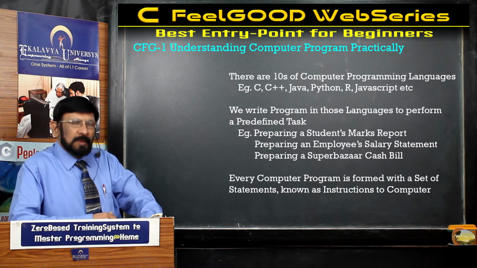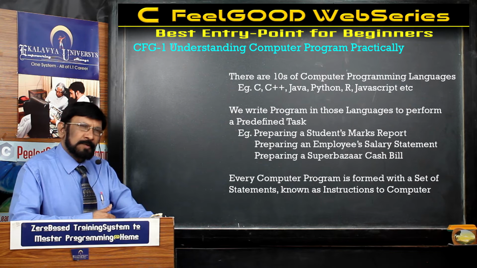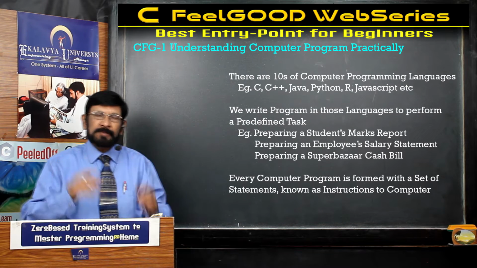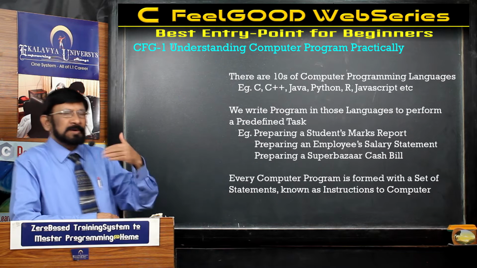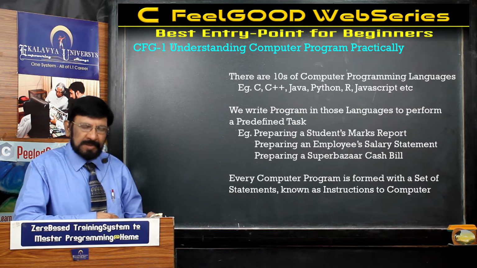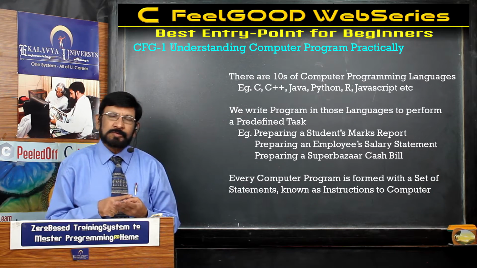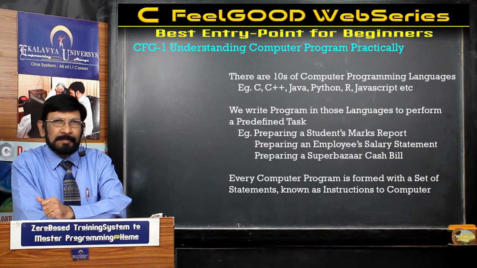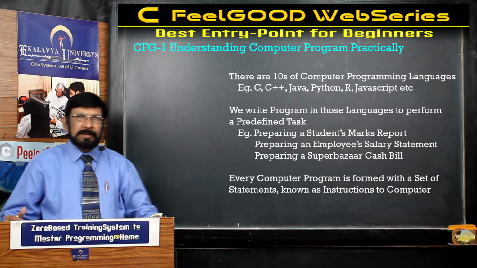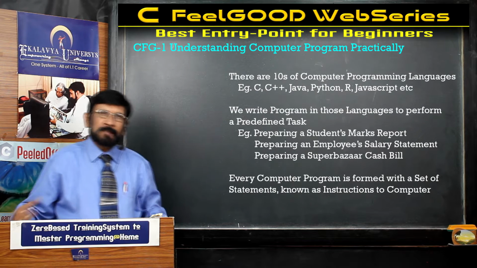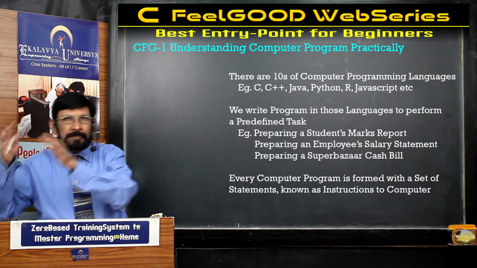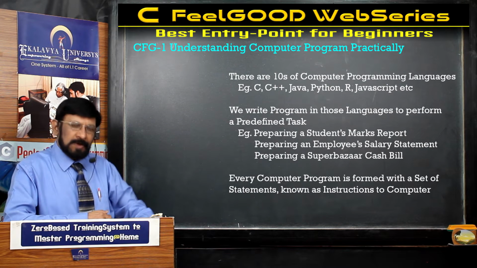Now, what is a computer program? We have to understand. Using a computer program, we perform a predefined task. Whatever task we want, programming task, we can perform. For example, preparing a student's marks report, preparing an employee's salary statement, preparing a cash bill of a provision shop or super bazaar. Like that, in order to achieve a predefined task, we write programs.